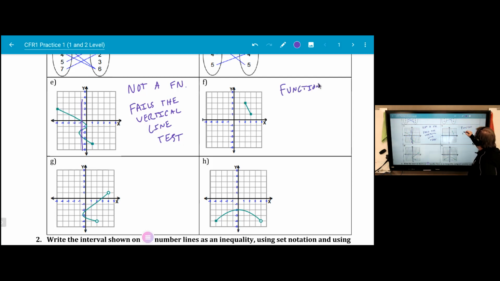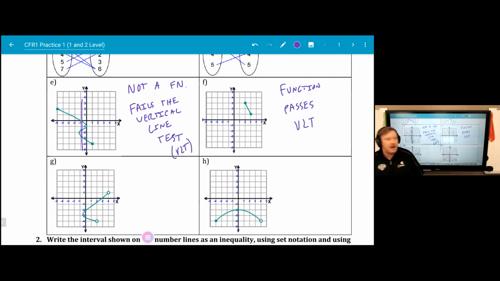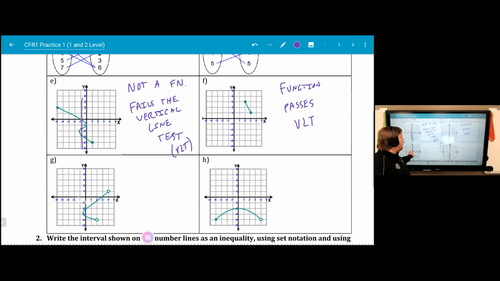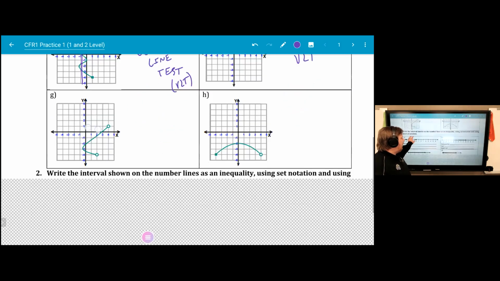And in this case, we're going to say because it passes the vertical line test. Vertical, we'll abbreviate VLT. Okay. All right. Now, you could do the other 4 right there on your own.